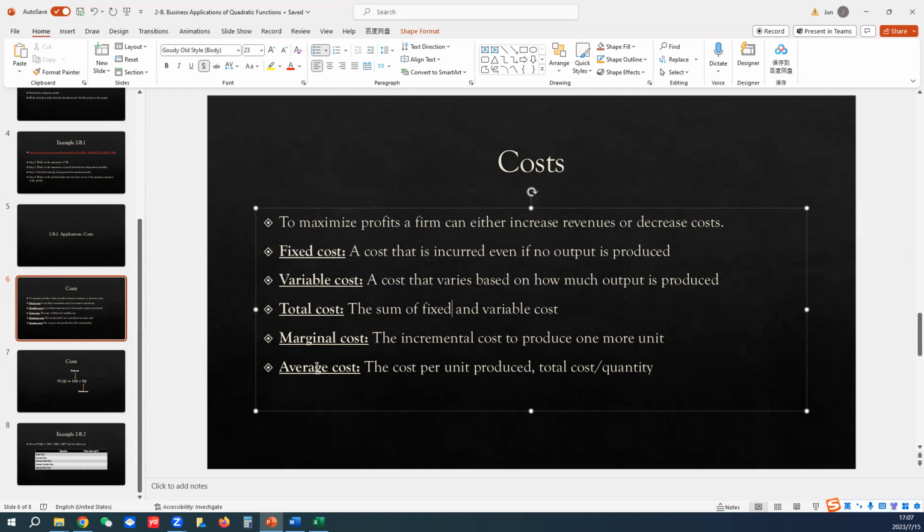And also we have marginal cost and average cost. Average cost especially is the cost per unit produced. That is total cost over quantity. And the marginal cost is the incremental cost to produce one additional unit of product.